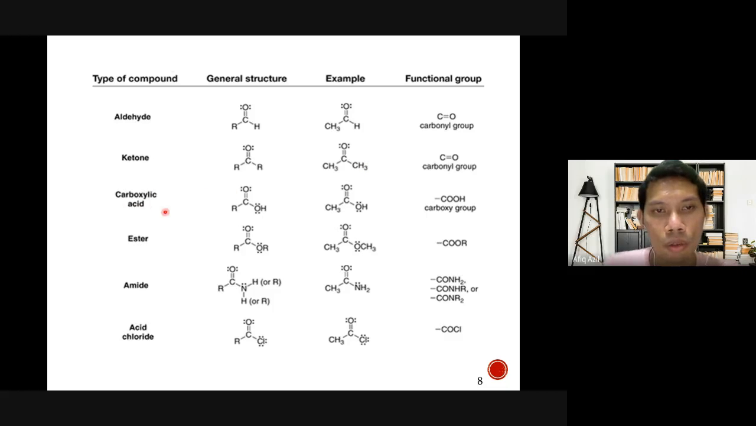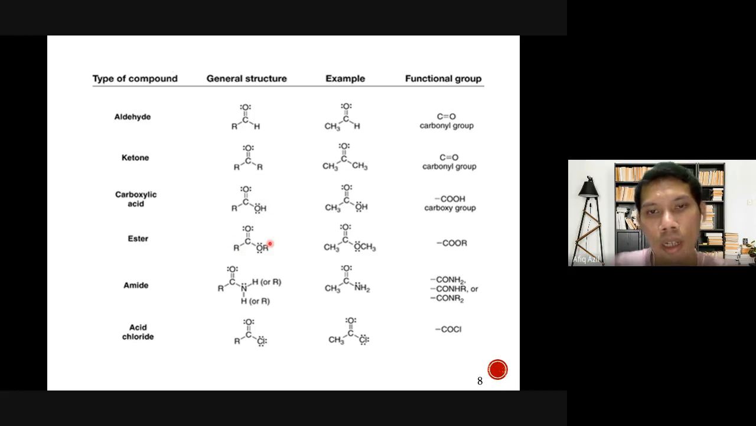And then we go to carboxylic acid. So this one you have R with C double bond OOH. So the functional group is known as carboxy group, whereas the compound is known as carboxylic acid. And for ester, these three, ester, amide, and acid chloride, are actually the derivatives of carboxylic acid, meaning that from carboxylic acid, it can be converted into ester, amide, and acid chloride, depending on the type of reagent that you mix it together. So in ester, the hydrogen part over here is replaced with another R group.